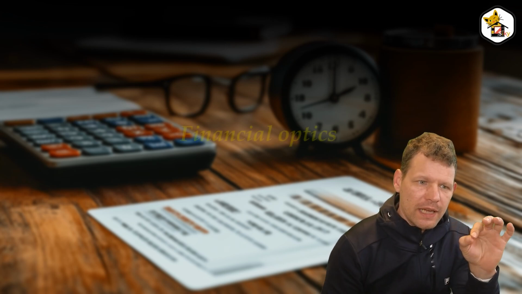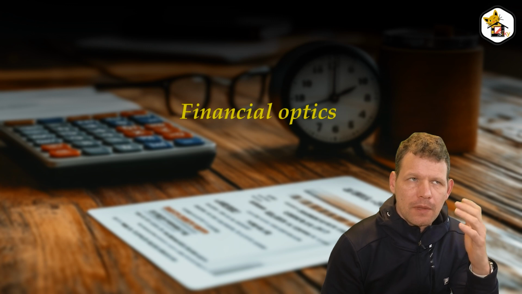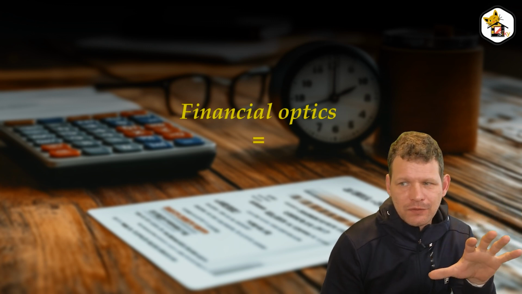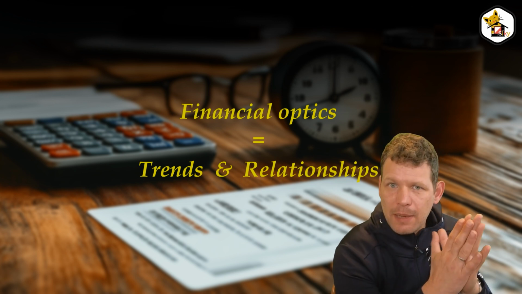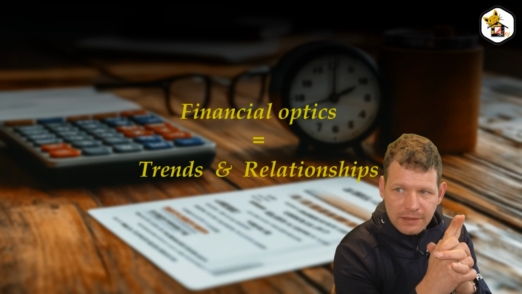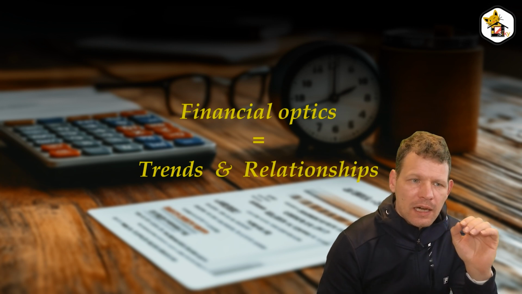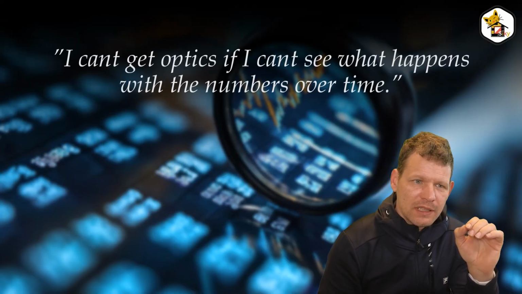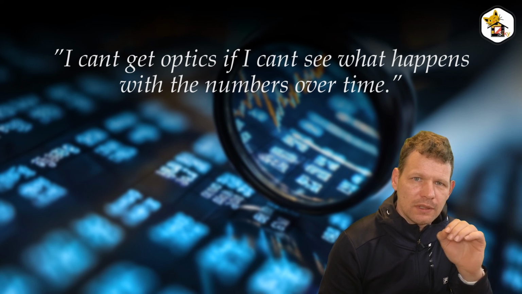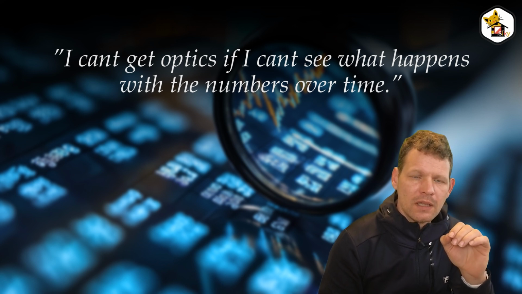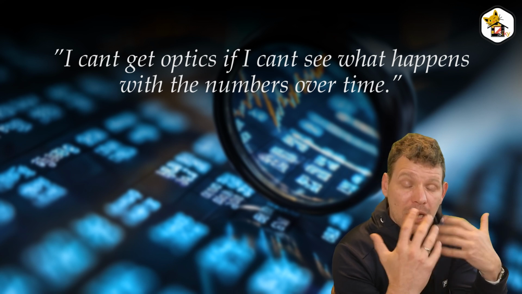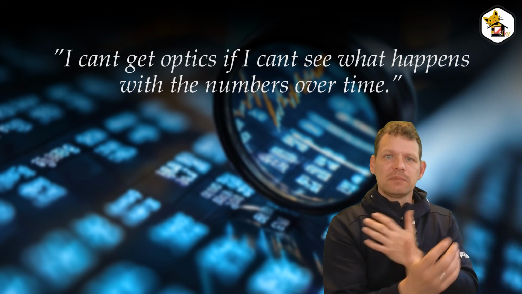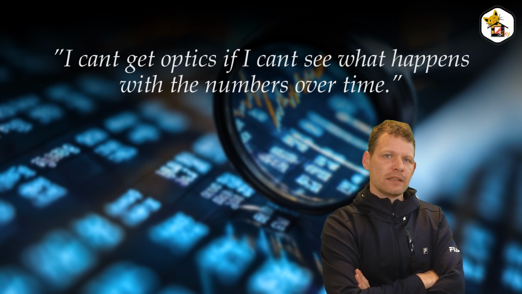We talked about optics. So financial optics is part of looking at trends and relationships. I'll elaborate a little bit on that in this video. I can't get optics if I can't see what happens with the numbers over time. So if you just give me a number, like I'm going on my bathroom scale, it says, Palle, you are 90 kilogram.